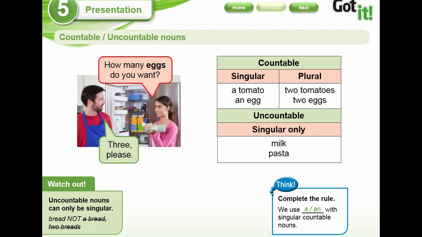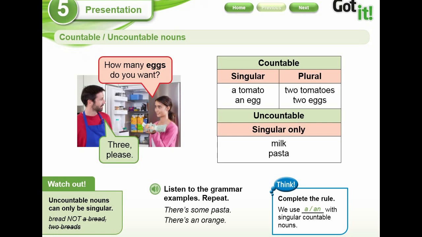Lo puedes acompañar con el some. Some milk, some pasta, some bread. Si quieres decir que hay algo de leche, algo de pasta, de espagueti o algo de pan. ¿Ok? So we have some examples here, just to practice pronunciation. There's some pasta. There's an orange. Do not forget about it.